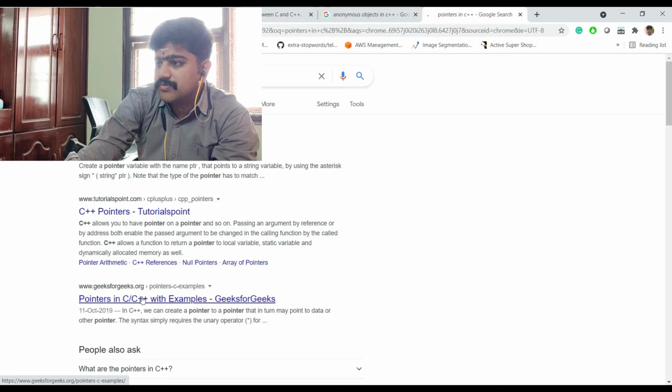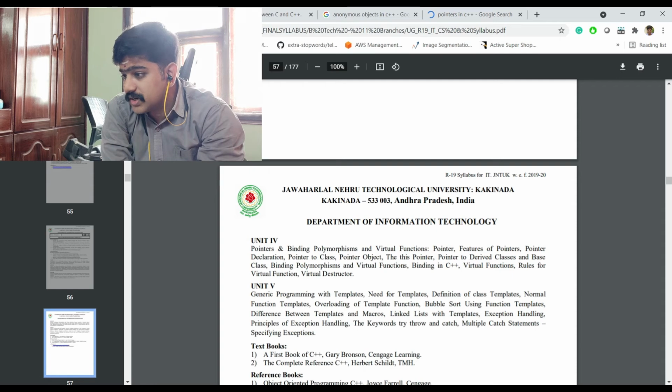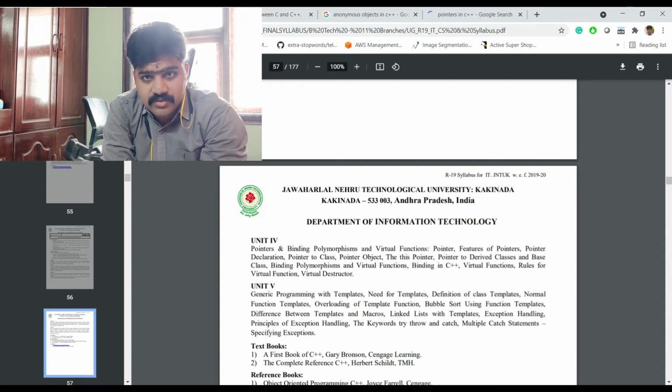And coming to the fifth unit, this fifth unit is generic programming with templates, that is the reusability.